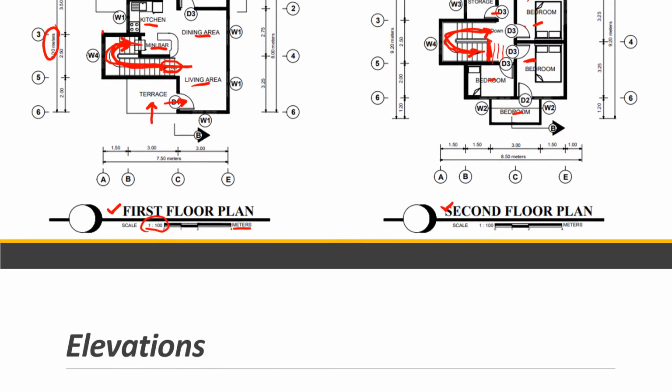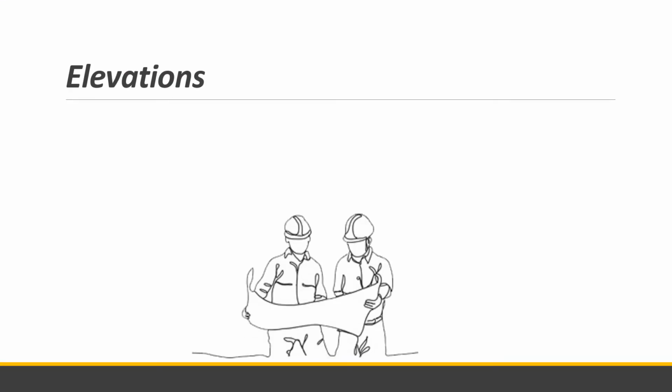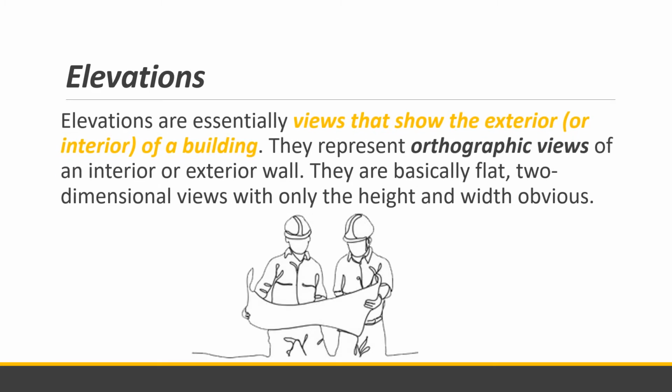Okay, so next is the elevations. Elevations are essentially views that show the exterior. They can show the exterior or interior, so there are also elevations of the interior, depende sa complexity ng buildings. They represent orthographic views of an interior or exterior wall. They are basically flat, two-dimensional views with only the height and width.